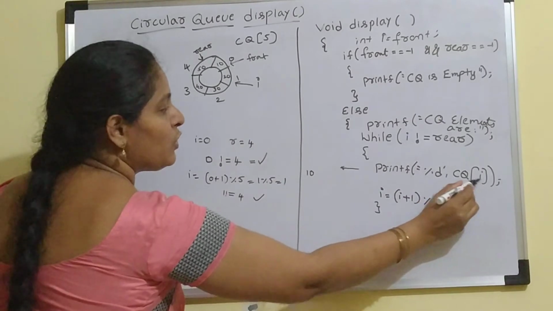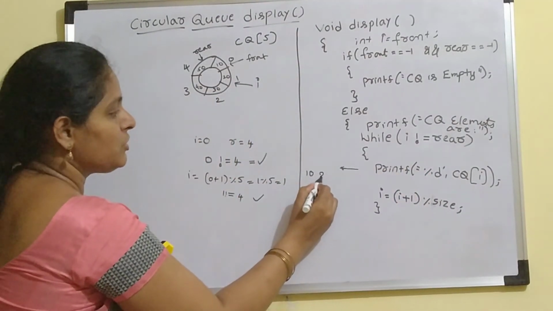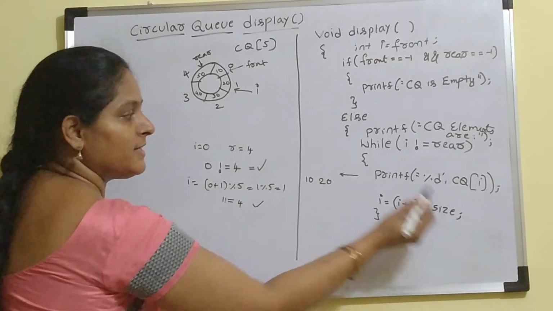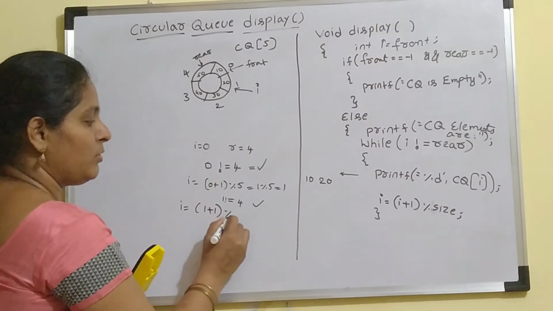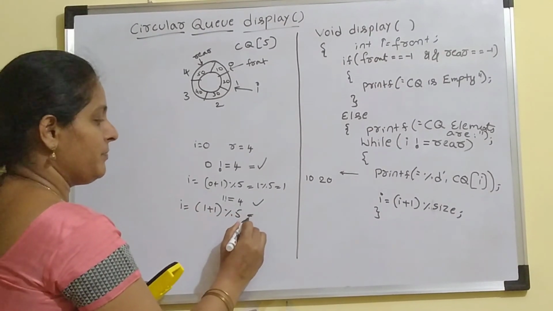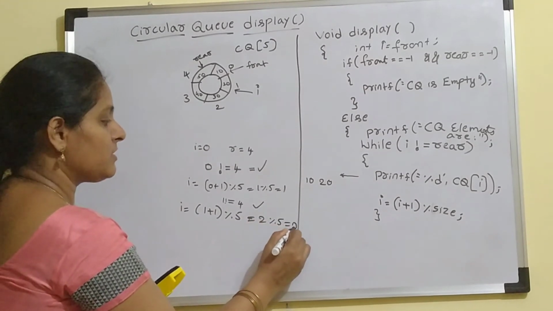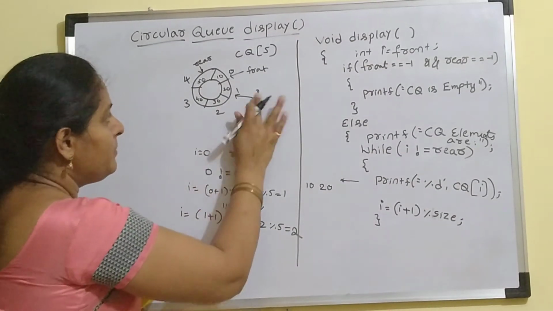Printf CQ of I. CQ of I means CQ of 1. CQ of 1 is 20. 20 will be printed. Next I equal to I plus 1 mod size. Now I equal to 1 plus 1 mod 5, so 2 mod 5. 2 mod 5 value is 2. Now I value is 2.